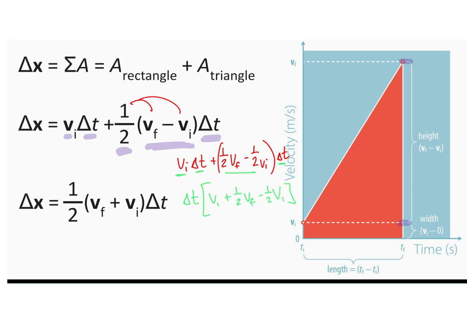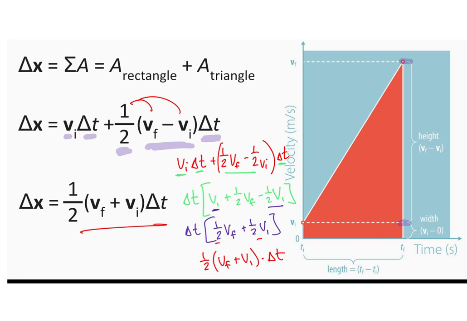I can combine these two, 1 and negative 1/2. What is 1 and negative 1/2? 1 plus negative 1/2. Just 1/2. So I have 1/2 my final velocity plus 1/2 my initial velocity, times my change in time. There we go. And I'm going to factor out my 1/2 now. 1/2 my final velocity plus my initial velocity, and that is all being multiplied by my time.